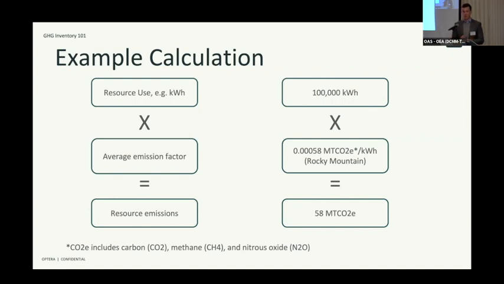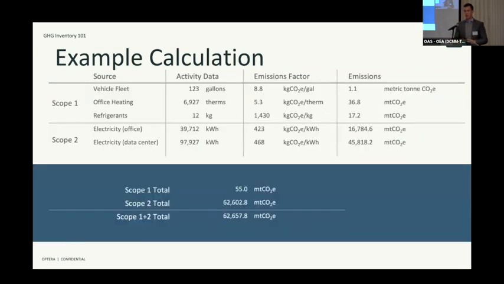All right, so if we take that and come back to our example, looking at the different sources in our scope 1 inventory, we have that vehicle fleet, as you recall, office heating and refrigerants. We have our activity data, gallons, therms, kilograms, multiplied by those specific emissions factors, and we produce our carbon dioxide equivalent. Same in scope 2, and then we total those up. Down in the blue section there, you can see where that scope 1 total is provided and that scope 2 total is provided. This is the most common way to present this information.